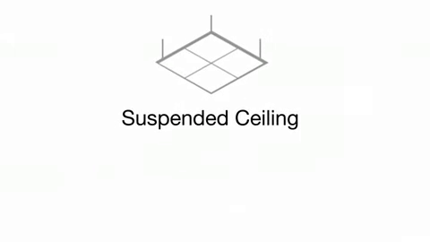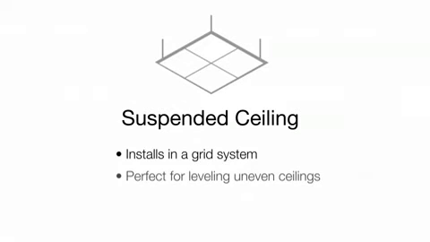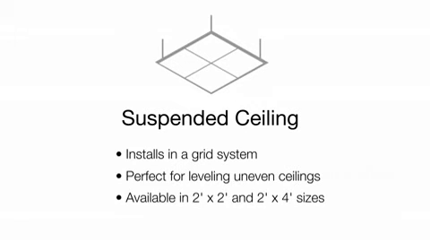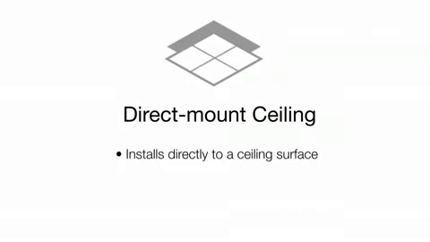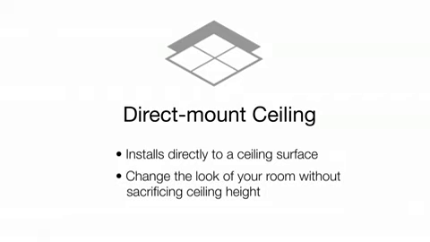The first type installs in a grid system, which is hung below an existing ceiling. This is perfect for leveling uneven ceilings or allowing easy access to utilities, such as wiring or pipes. They're available in 2x2 and 2x4 sizes. The second type installs directly to a ceiling surface. It offers the ability to change the look of your room without sacrificing ceiling height. This type is available in 12-inch by 12-inch tiles.